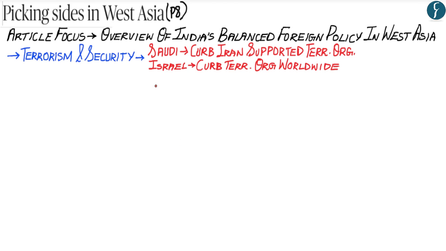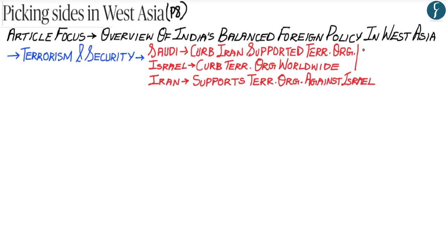However, what is happening is that Iran continues to support terrorist organizations such as Hezbollah, and this support given by Iran to terrorist organizations is against the morals of India's foreign policy. Now, within this regard, the policy of Saudi Arabia, which wants to curb terrorist organizations which are supported by Iran, and similarly, the policy of Israel, which wants to curb terrorist organizations worldwide, converges with the foreign policy of India. While the policy of Iran, which is supporting terrorist organizations such as Hezbollah against Israel, is against the moral principles that India holds, that there should not be any form of state support to terrorist organizations.